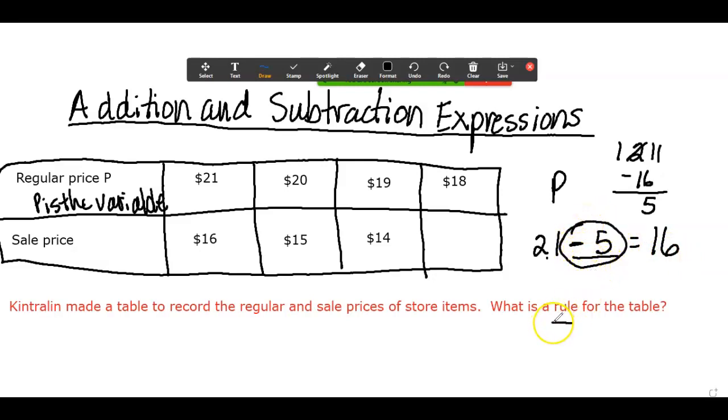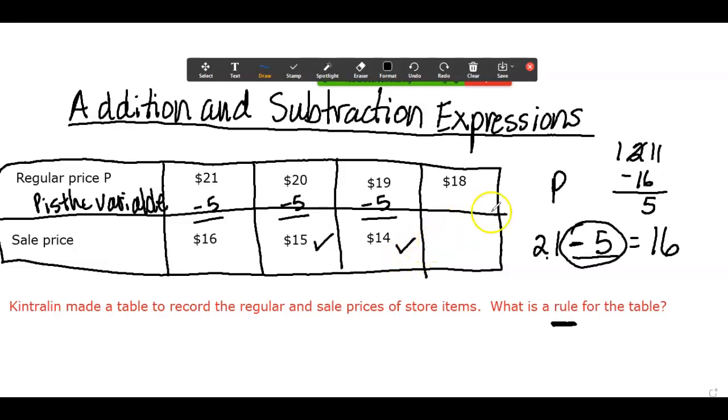But a rule is not correct unless it matches every single column or row. So right now, yes, I can do 21 minus 5 and that gets me 16. But now I have to prove it over here. Is 20 minus 5 15? Yes, it is, so I proved that. Is 19 minus 5 14? Yes, it is, so I proved it.